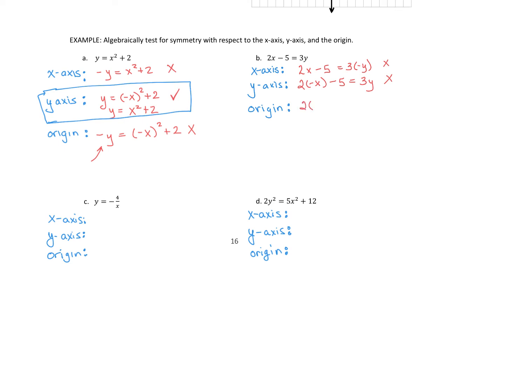If I replace x with a negative x and y with a minus y, we're going to get negative 2x minus 5 equals negative 3y. And if I wanted to see, it's a little easier here. If I multiply this whole thing by negative 1, I'll get 2x plus 5 equals 3y. And so it also is changed, and we have no symmetry here.